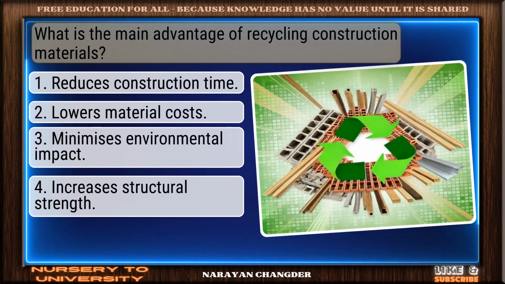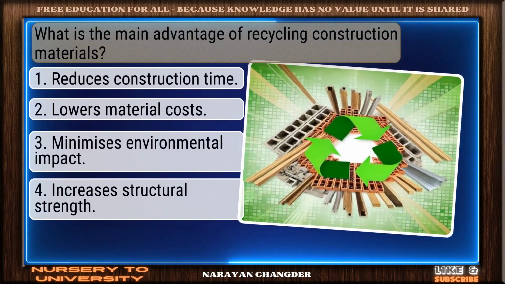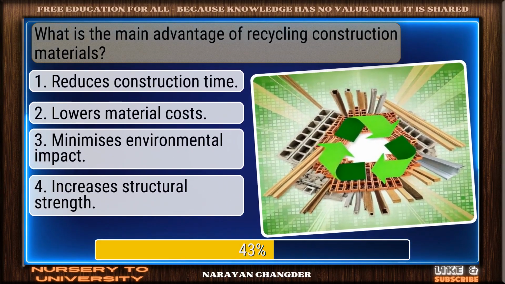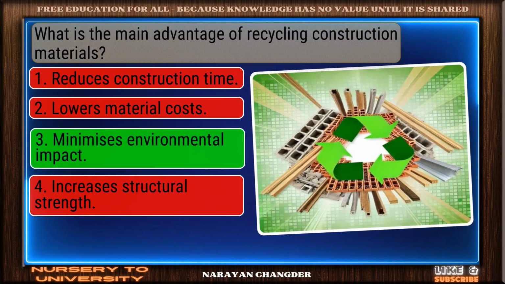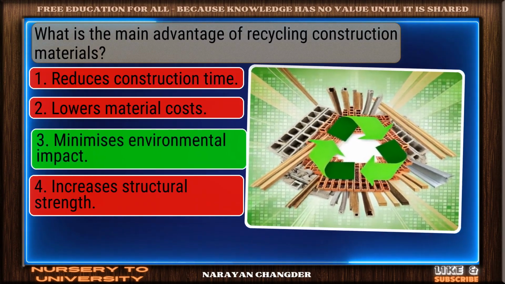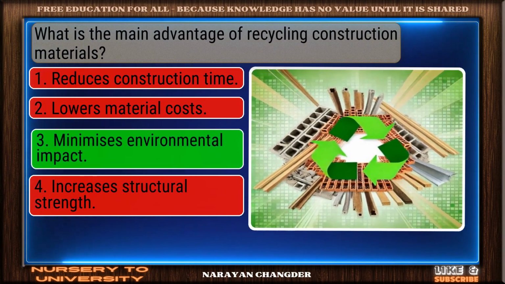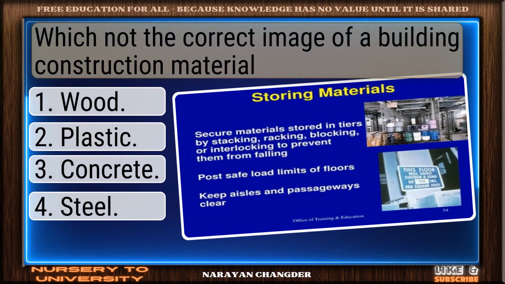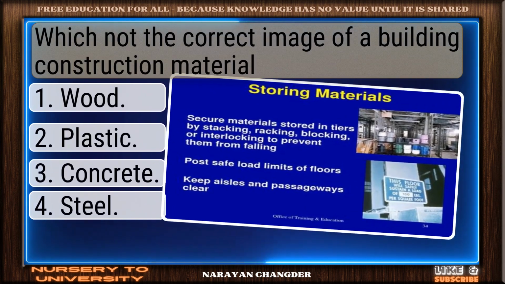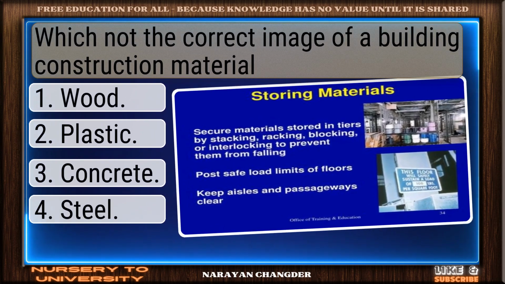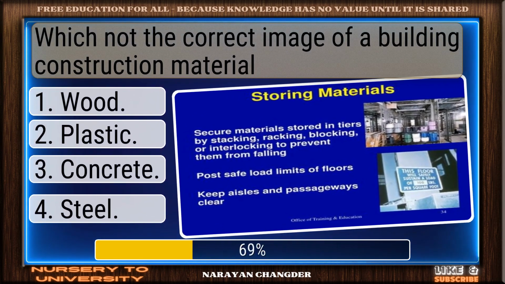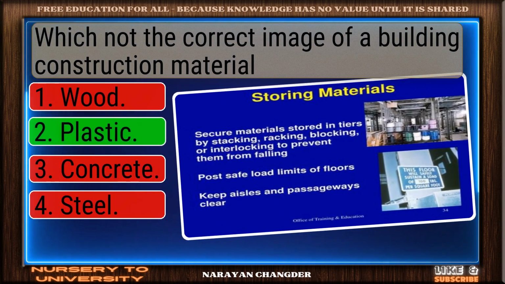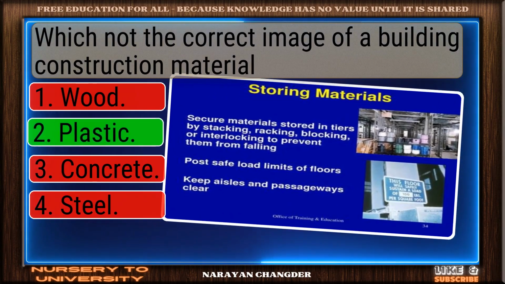What is the main advantage of recycling construction materials? You're right. Minimising environmental impact is the correct answer. Which is not the correct image of a building construction material? Nice work. You chose plastic and it is correct.